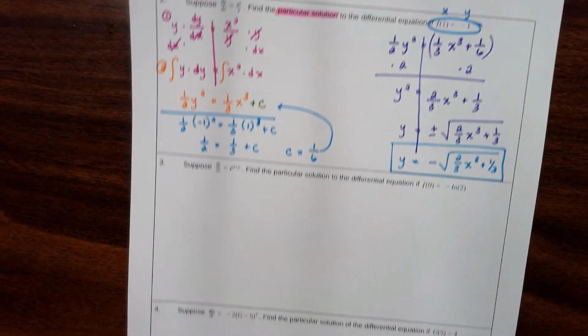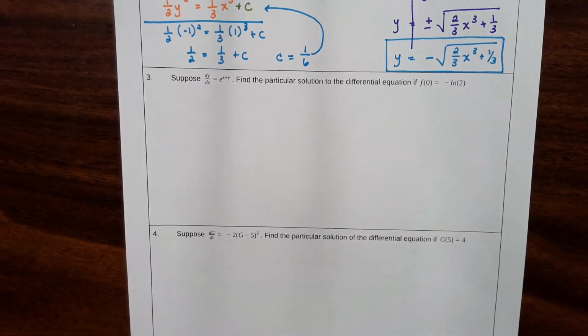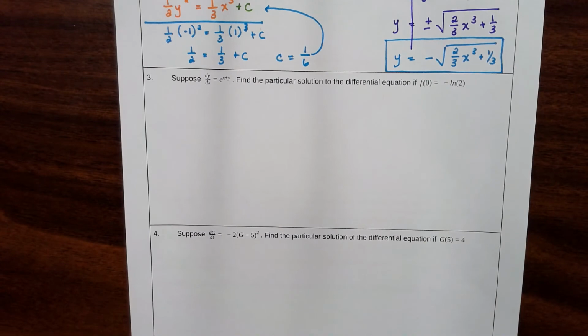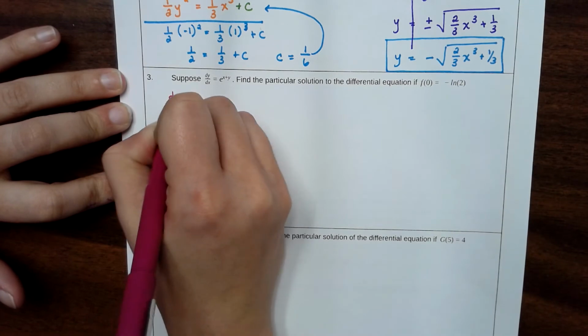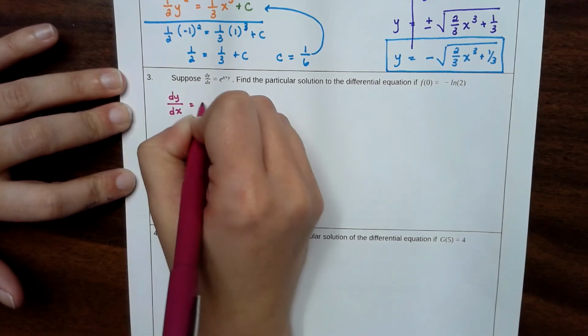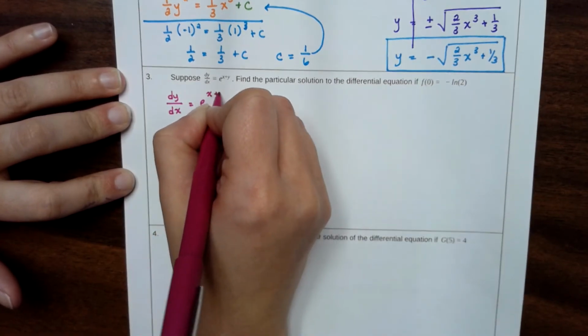So for problem number 3, it says, suppose dy over dx equals e to the x plus y. Find the particular solution to the differential equation if f of 0 equals negative natural log of 2. So my differential equation here is dy over dx equals e to the x plus y.